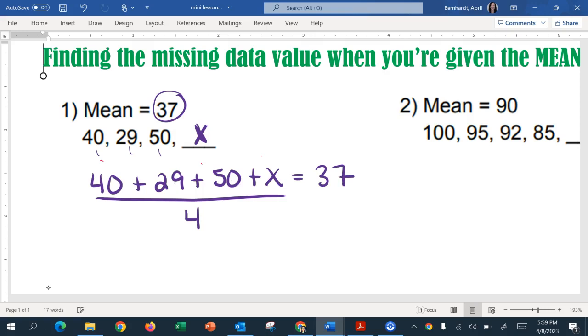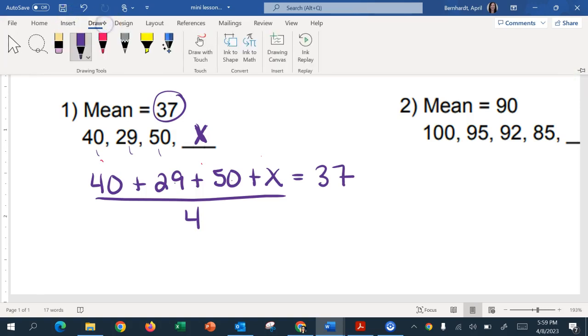Now, in this example, I didn't order my data values from least to greatest, and that's fine when you're just working with mean average. If you were dealing with mode or median or range, you would definitely want to order the data values from least to greatest. But if you're just dealing with a mean, you don't need to do that.